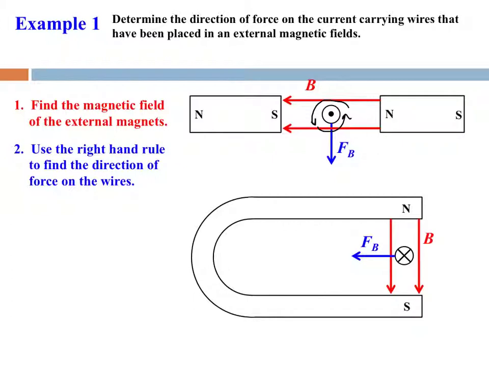Again, here we have a different current-carrying wire. Again, the wire is going into the page, and it's put in an external magnetic field that goes downward, so your fingers go down, and then the force, or your palm, will go to the left.